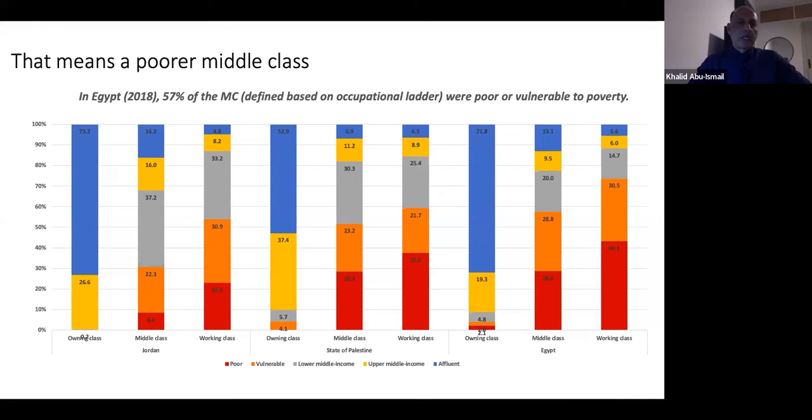What does that mean? One of the things it means is that you have a poorer middle class. If you take the middle class as just the social definition, the people in the middle of the occupational ladder, look at a country like Egypt. In 2018, I think this data is from, almost 57% are poor or vulnerable to poverty using the national definition, that is, the population below the nationally defined upper poverty line.